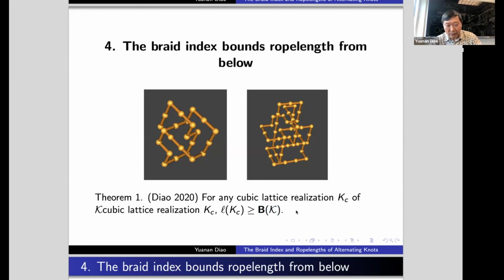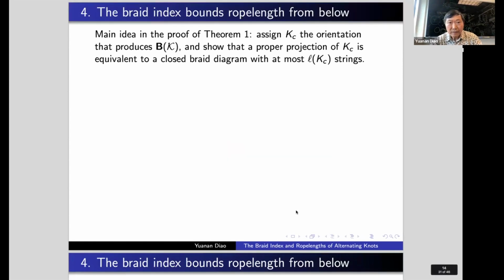Okay. So how do you do that? The main idea is that you start with your K_C, right? You give it an orientation that produces the largest braid index. And then you show that a proper projection of your K_C is equivalent to a closed braid diagram which has at most that many strings. That's the main idea, right? But of course, it's easy to say and hard to do. There are a lot of details in that result, which I will not talk about.